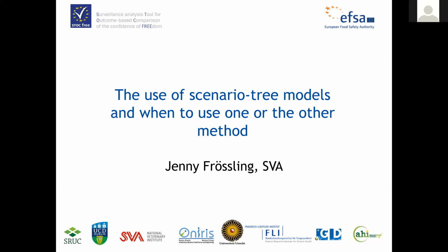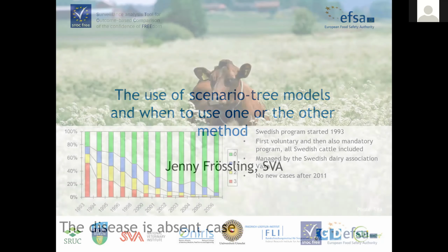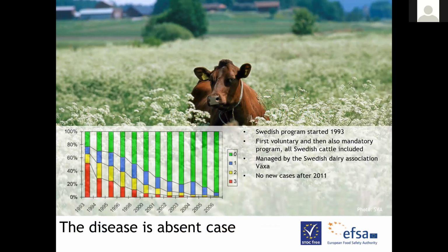Yes, I will talk a little bit about scenario tree models. Because as Khadin already mentioned, we had a number of case studies in STOC 3 that we used to test and develop the model. And the odd case, I guess, was the Swedish case where BVD has been eradicated. And the Swedish control program started in 1993. And that's the start of the y-axis in the graph that you see to the left. And there was good progress in the next 10 to 15 years. And we had the last case 10 years ago.